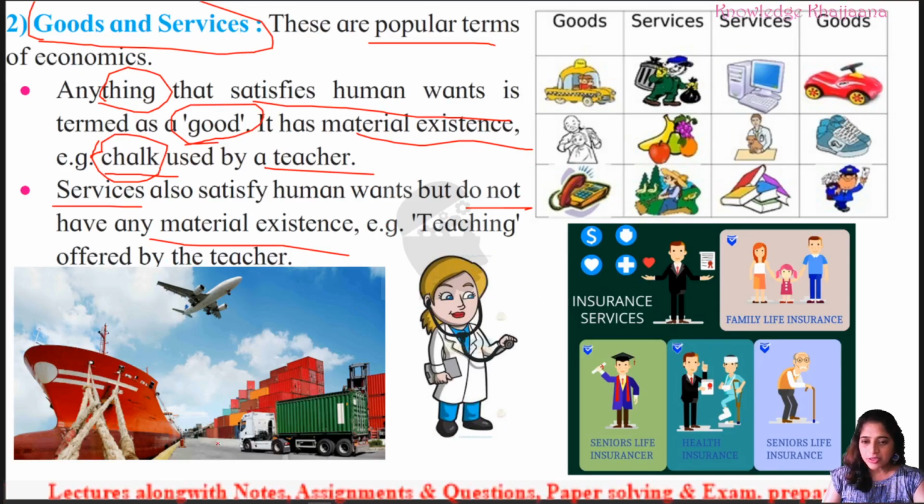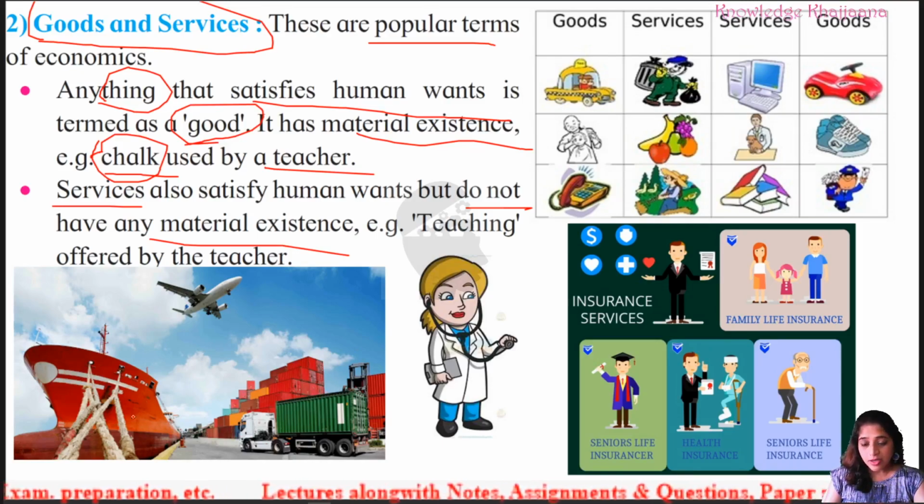See, in this picture, goods as well as services are shown. What is this? This is the cargo ship, and what has this cargo ship brought? It has brought some materials or goods. These are the materials which have been brought by that cargo ship. Goods we can call them. These can be touched or seen.